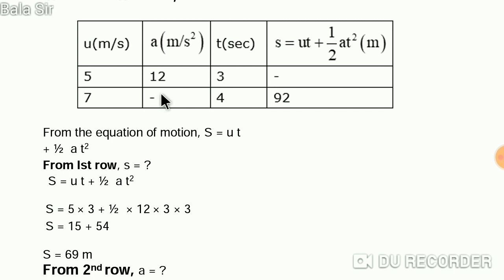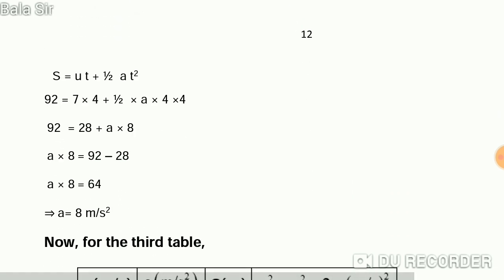Next we want to find the value of A. U is 7, T is 4, S is given as 92. So from the second row, S is equal to ut plus half at square. S is given as 92, U is given as 7, T is given as 4 plus half into A into T square, 4 into 4. So 2 ones are 2, 2 twos are 4. Cancel. So 2 into 4, 8. So here I written A into 8.